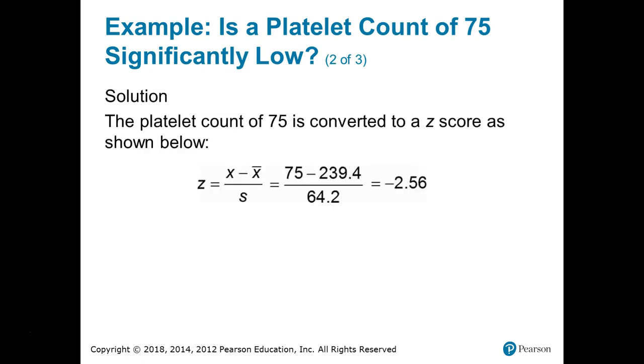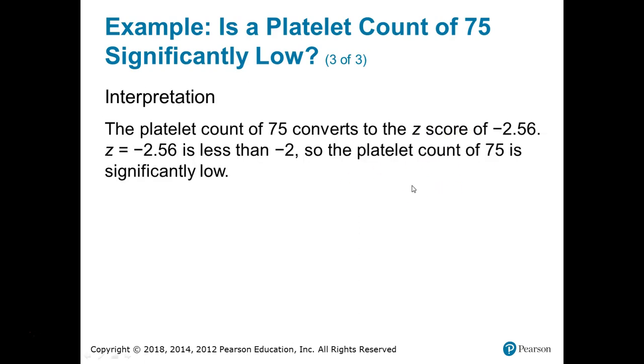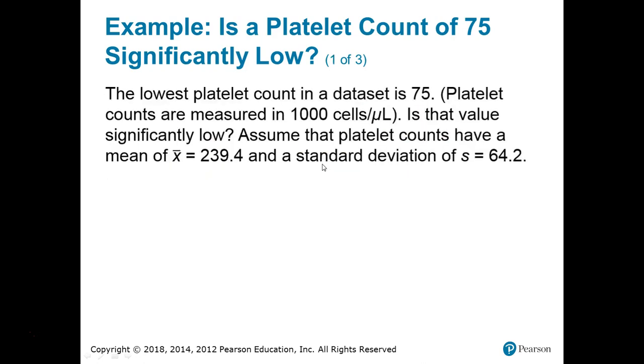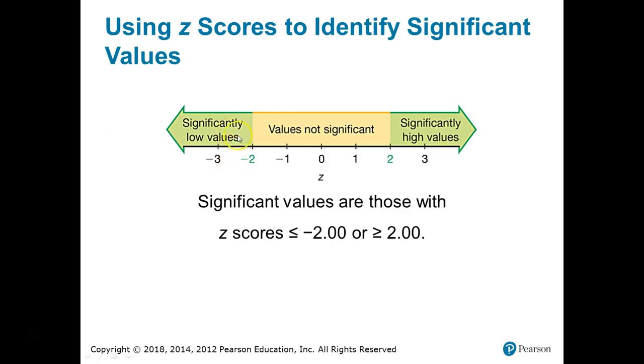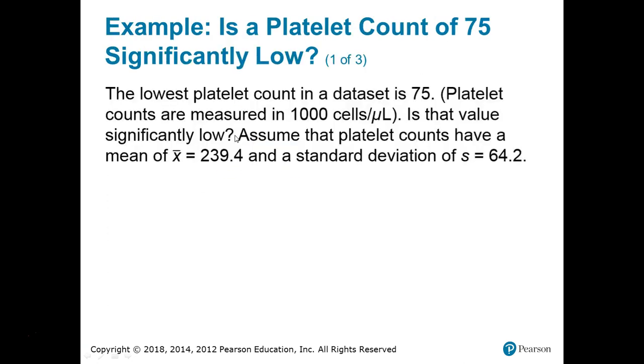Let's get a z-score. So we have 75 minus 239.4, and notice how since our value is less than the mean, we're going to get a negative z-score, and that's fine. So when we divide that by the standard deviation, we get a z-score of negative 2.56. So since that is more extreme than 2, it would be considered significantly low. Negative 2.56 would be somewhere over here, which is in the significantly low value region.